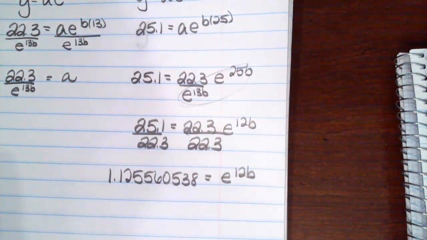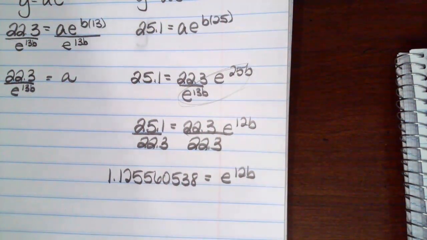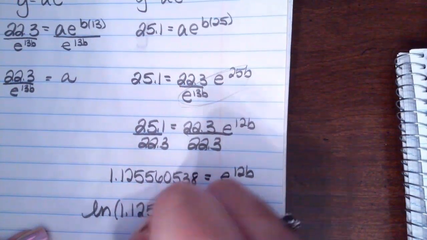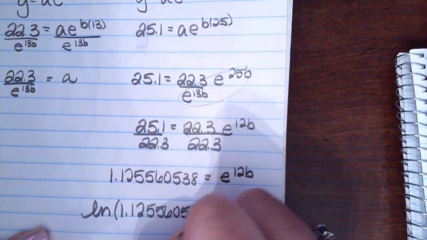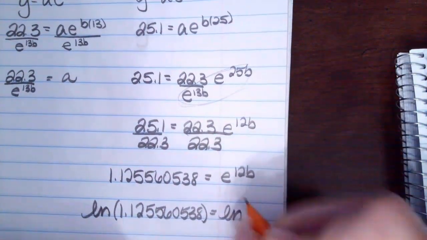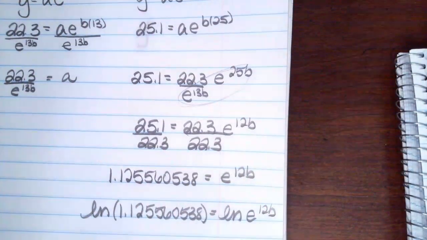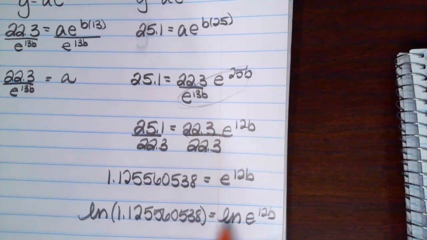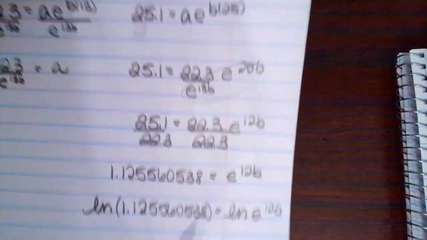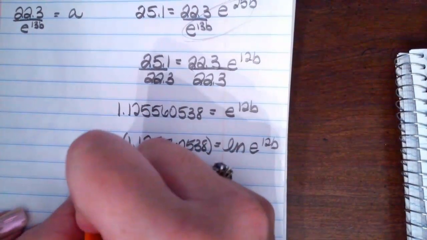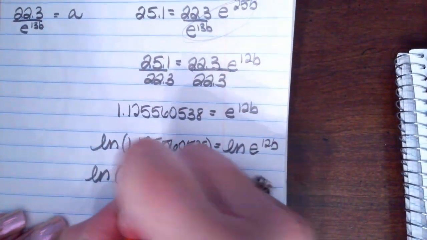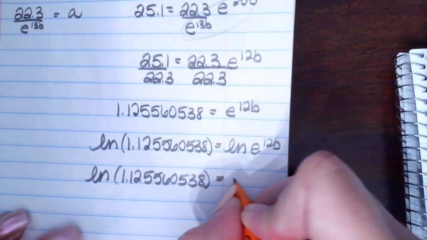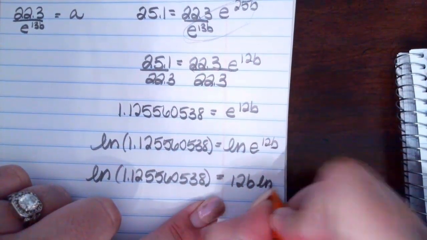And now we're back in familiar territory because I can take the natural log of both sides. So the natural log of 1.125560538 equals the natural log of e to the 12b. It's ugly, but this is really just one number equals the natural log of e to the 12b. So I'm going to drop my 12b out front. So I've got the natural log of 1.125560538 equals 12b times the natural log of e.